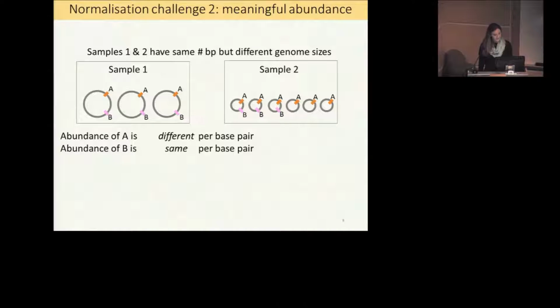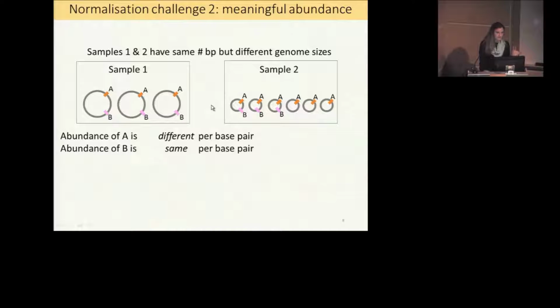On the other hand, if we looked at gene B, which looks like it might be a nice marker between sample 1 and sample 2, normalizing by or expressing abundance by base pair makes it look like gene B has the same abundance in these different samples because of this different genome size.